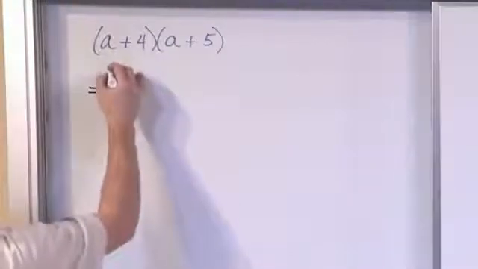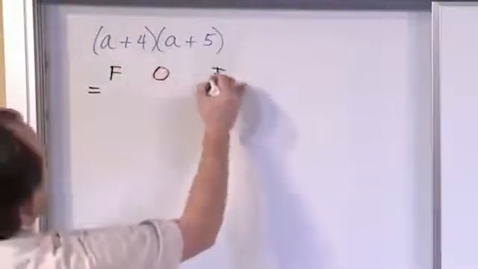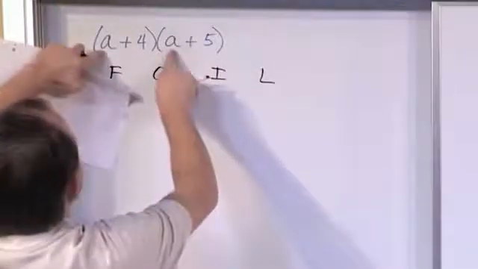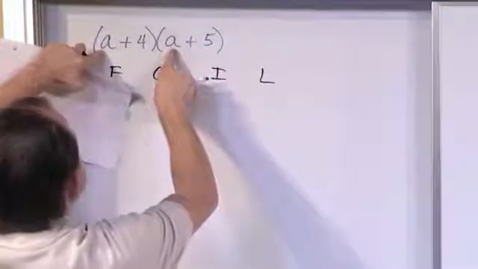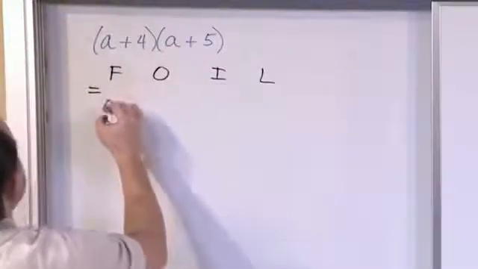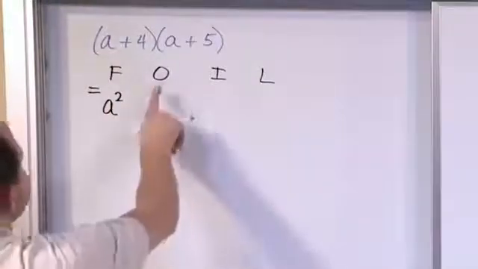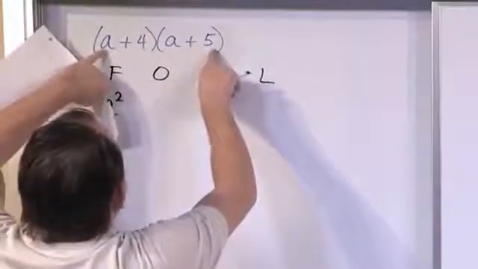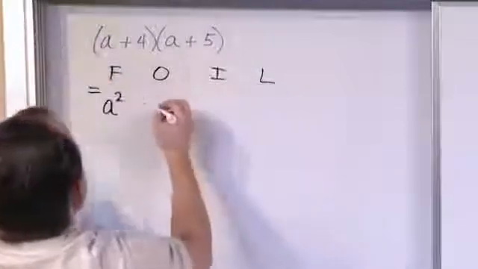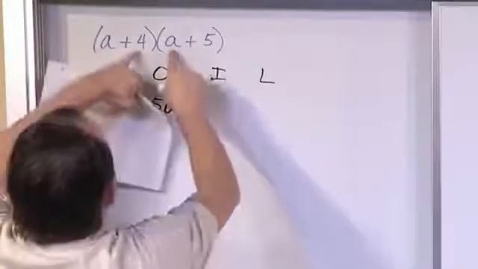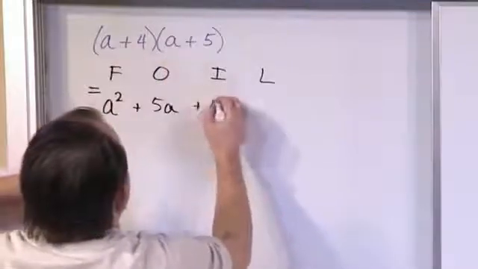First, we have to spell FOIL. F-O-I-L, right? So the first terms are going to be the first of each of the first terms inside the parentheses. So a times a. We're going to multiply that together, and we're going to get a squared, because that's what a times a is. Then we're going to do the outside terms. The outside terms are the ones on the ends. A times 5, you can rearrange that to 5a. Then we're going to do the inside terms. 4 times a is 4a.